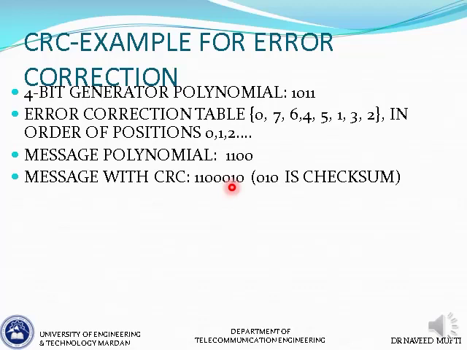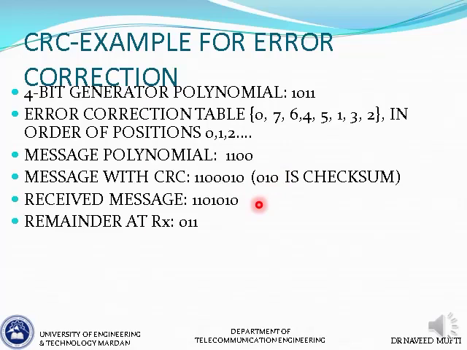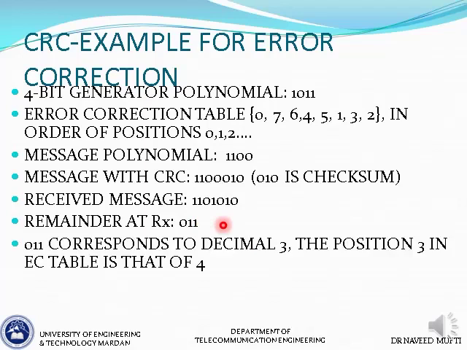Let's say that is what was generated at the transmitter, that is what was transmitted. And for example, let's say this is what was received. The receiver obviously does not know what was transmitted, it just knows what was received. So let's concentrate on this. I just let you know for comparison. When the receiver performed its division at its end, it got a remainder. It should have got a 0, but it got this. Now this remainder can be used to detect the position of error, because it corresponds to the decimal number 3.